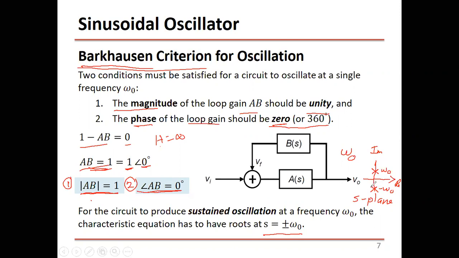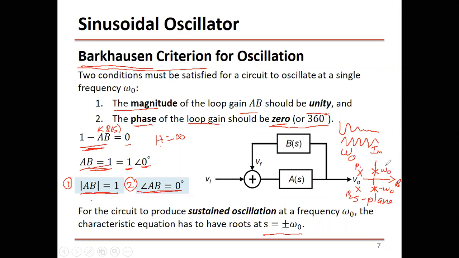If you guarantee that the two poles of the characteristic equation, which is 1 minus AB, where A is a constant K and B is a function of S, are at omega 0 and negative omega 0, the whole system will oscillate. But if the two poles are on the left side, P1 here and P2 here, the system will generate a signal and that signal will die out over time. But if you have them exactly on the imaginary axis, then this will sustain the oscillation forever.